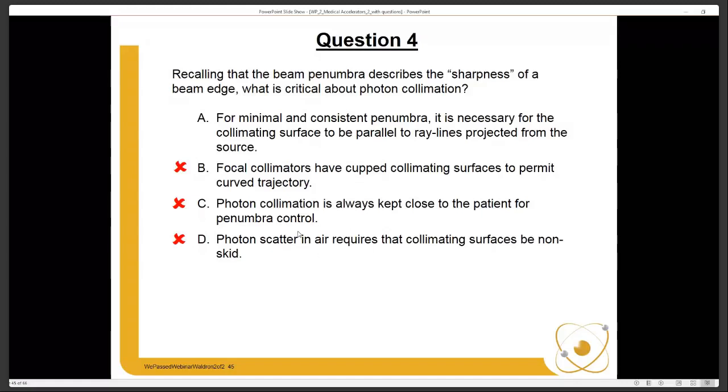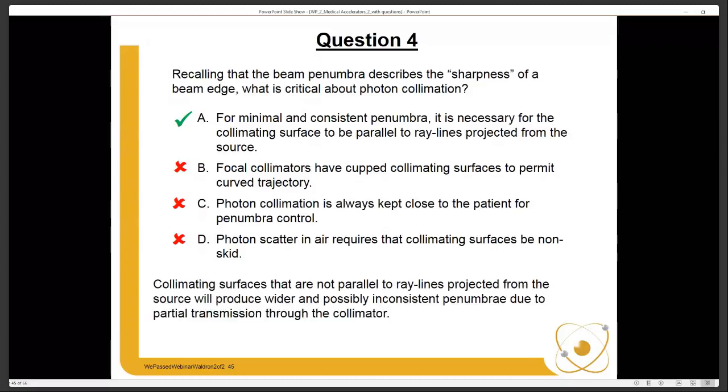Photon scatter in air requires collimating surfaces be non-skid. Well, that's silly. So, for minimal and consistent penumbra, it is necessary for the collimating surface to be parallel to ray lines projected from the source. This applies specifically to block collimators. Of course, in the case of an MLC with a curved leaf end, we are sacrificing the penumbra width for a consistent but much wider penumbra.